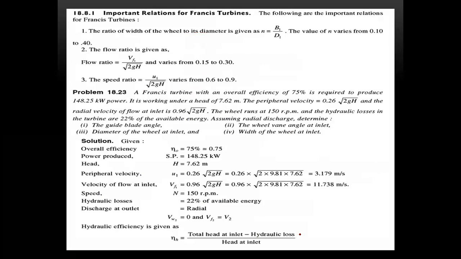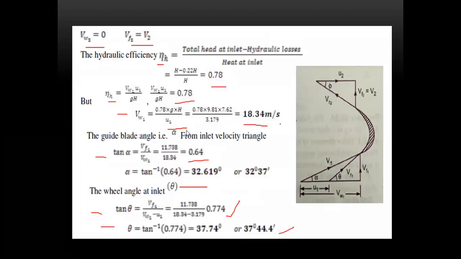Right? Now, I will see some of the relations related to the Francis turbine. N is equal to B1 by D1. The flow ratio is given as VF1 by root 2 GH. So I think, okay, this problem is repeated. No problem.